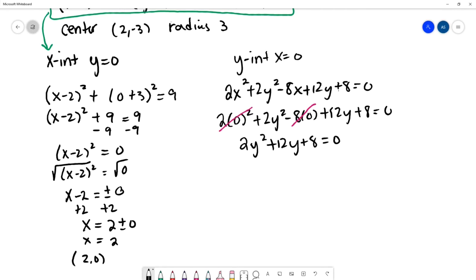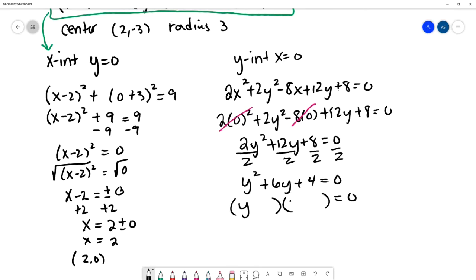I can do that trick that I did earlier. All of these numbers are even, so I can divide out that coefficient. That makes this equation a little bit nicer. We have y squared plus 6y plus 4 equals 0. And I can try to factor this, but I don't think that this equation factors.